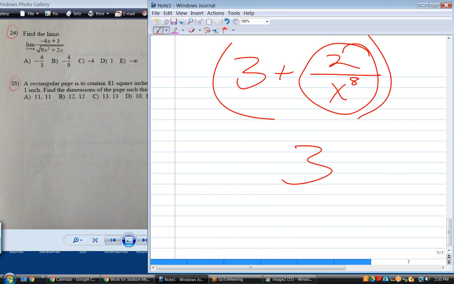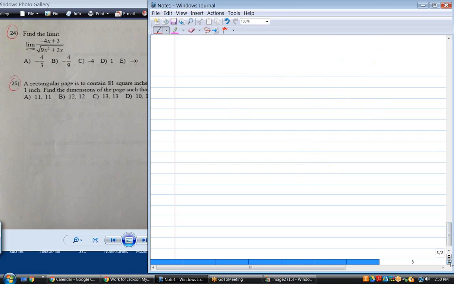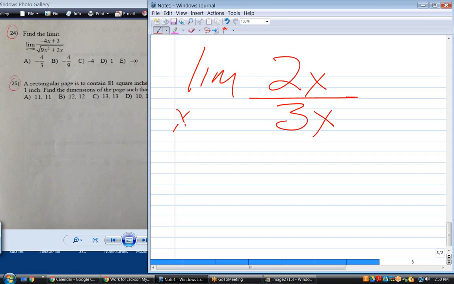And this one. What is this equal to? I'm going to give you another problem first before we do this. What's that limit equal to?